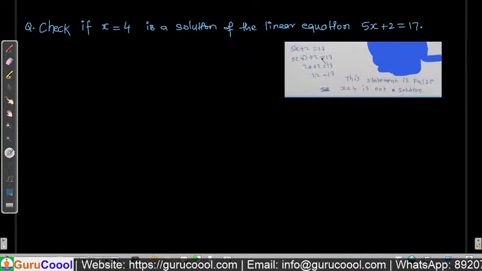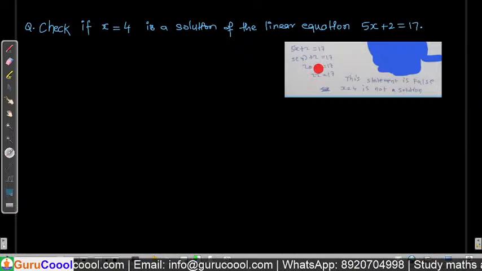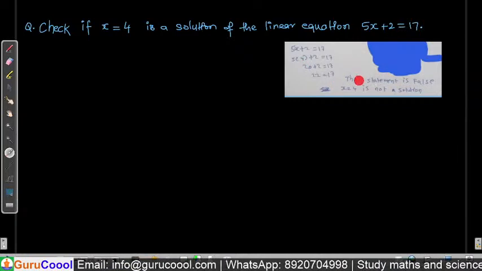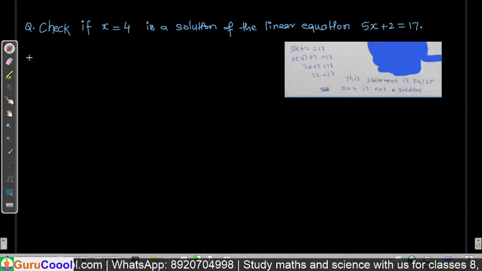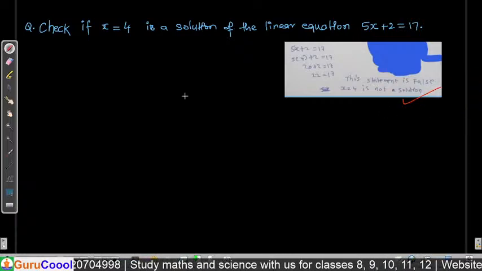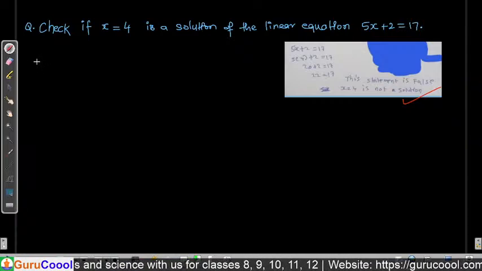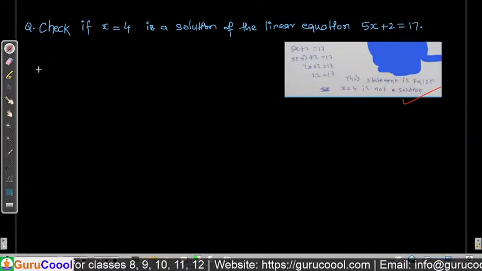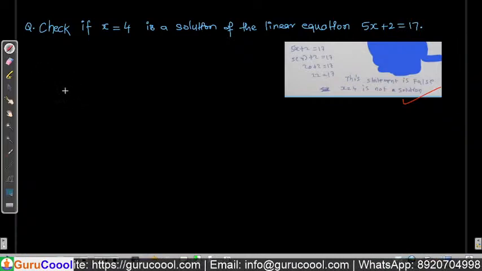5x plus 2 equals 17. You have taken x equals 4. 5 times 4 is 20, plus 2 is 22, and 17. This statement is false. x equals 4 is not a solution. Yes, that's good. Writing language means you are able to express your views. If you don't write your statements, that means you are unable to express your views. Got it?